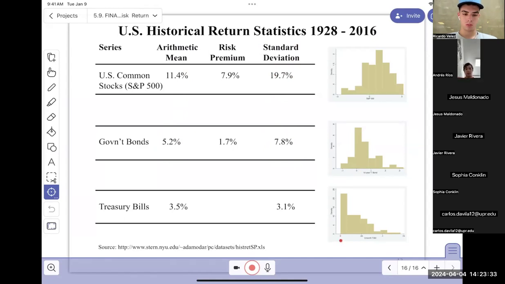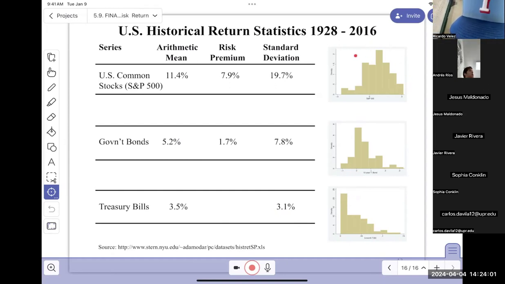Treasury bills here are positive, whereas government bonds can be negative. They can have a negative return. But here, no, they're always positive and skewed as a result. They have a mean of 3.5, the lowest, accompanied by a very low measure of risk or volatility, 3.1%.